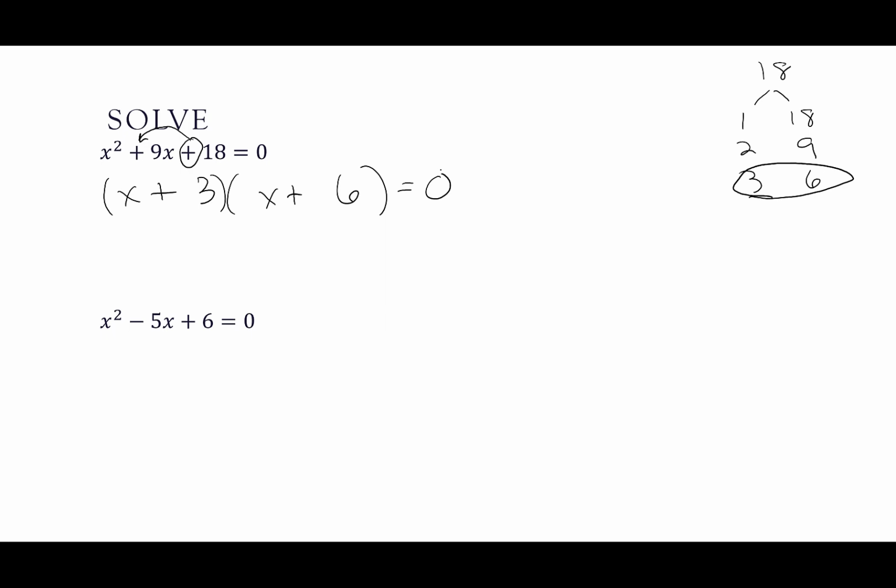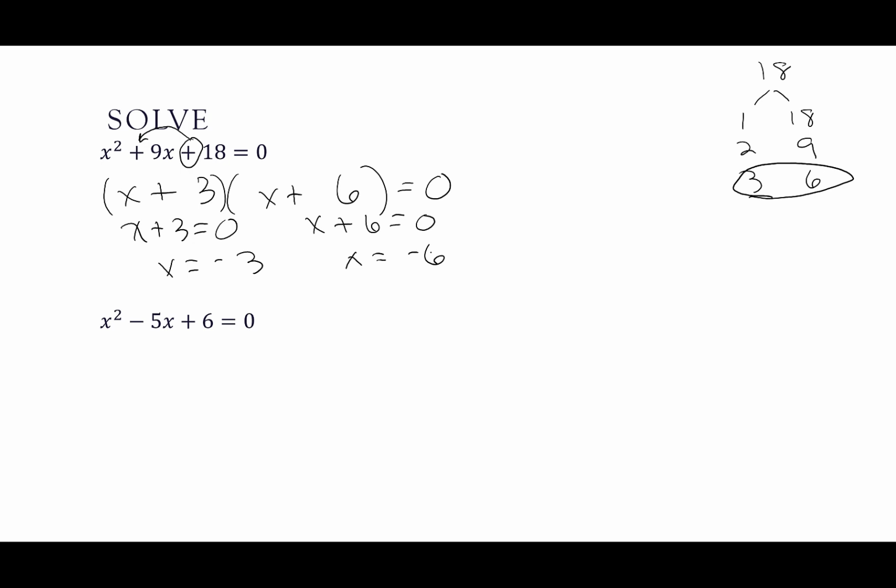Again, order doesn't matter because this is part of multiplication. Multiplication is commutative, so you can write it either way. Once we get the factors, we set them each equal to 0. So x plus 3 is 0, x plus 6 is 0. So x is negative 3, x is negative 6.